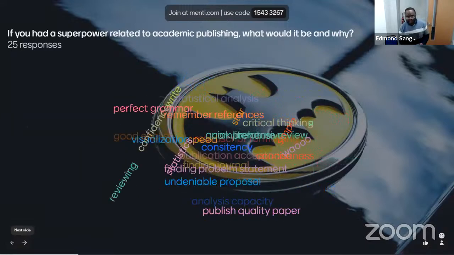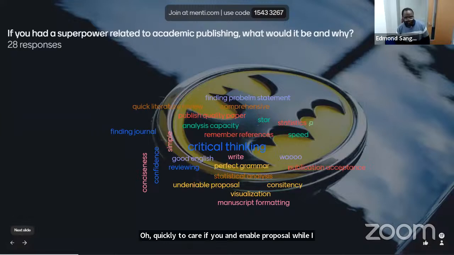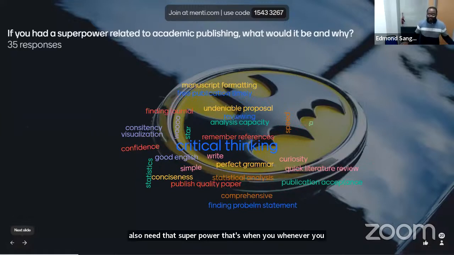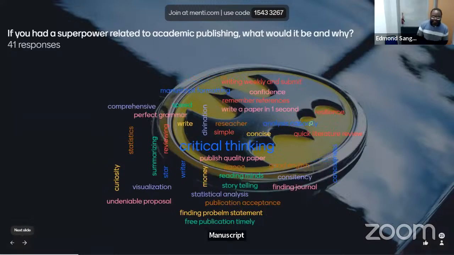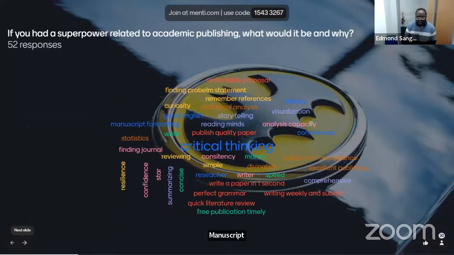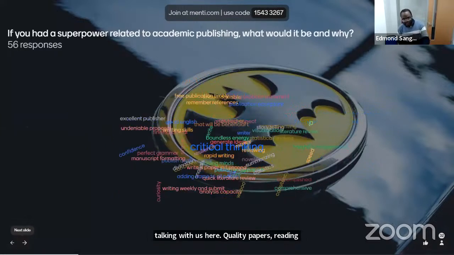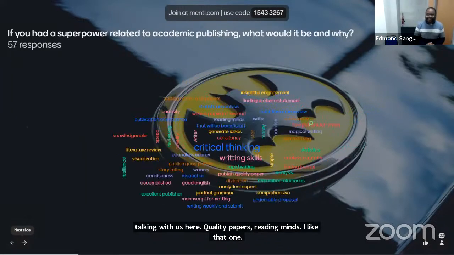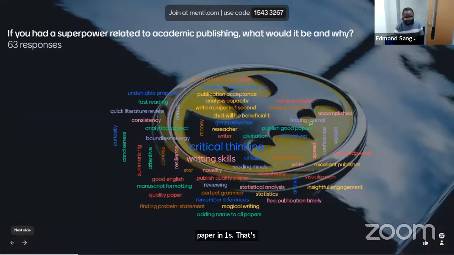Oh, quick literature review, undeniable proposal. Wow, I also need that superpower, that whenever you write your publication, your proposal is accepted. Manuscript formatting, wow. Critical thinking is topping the charts here. Quality papers, reading minds, I like that one. Writing, that's excellent. Write a paper in 1 second. That's the superpower I need.